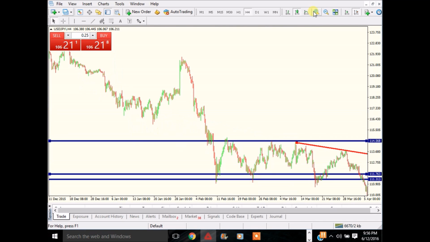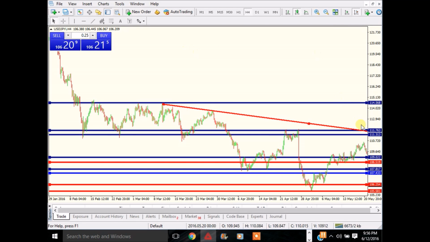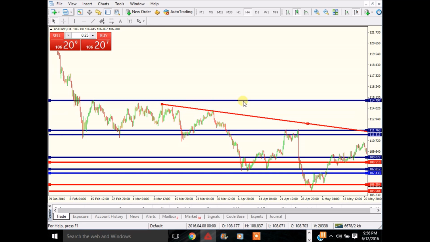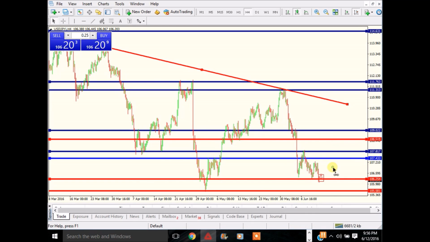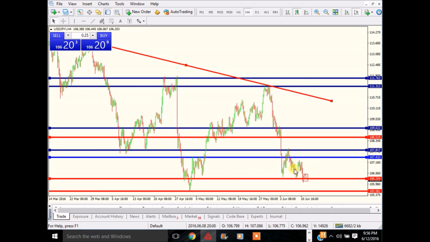Now, when it starts to come up, damn it, I ain't trying to do that. See, yeah, I got way too many lines on here. So as you see, when it's going to start to come up, we now have our new resistance, right? This is going to be the new resistance, 107.433.